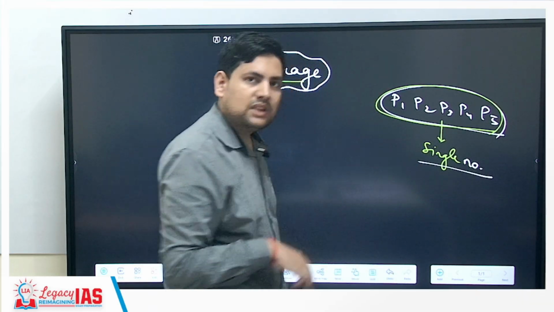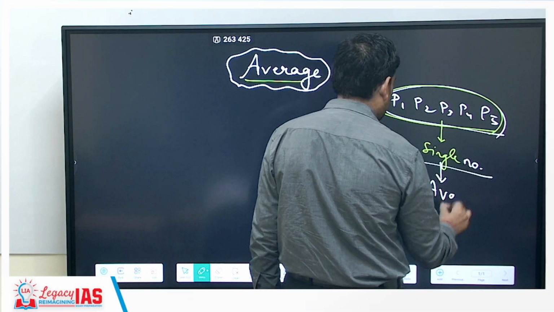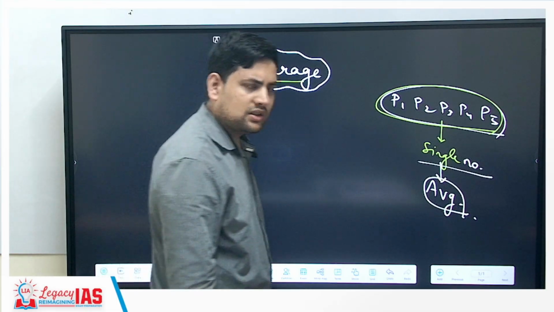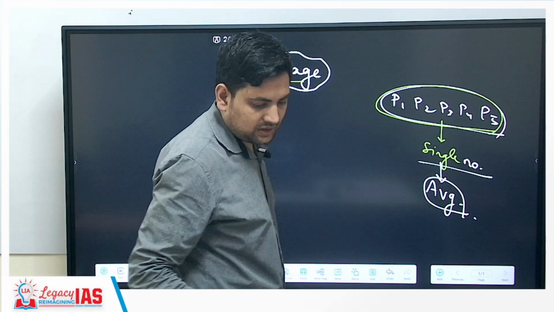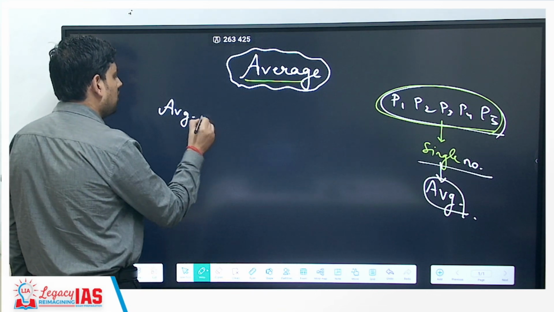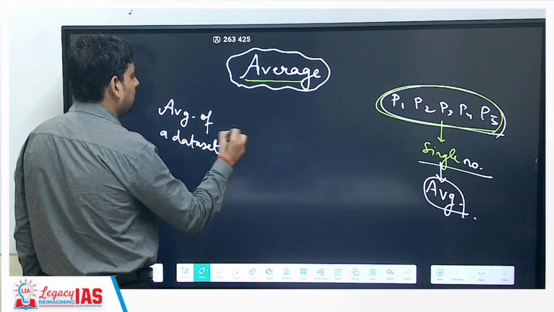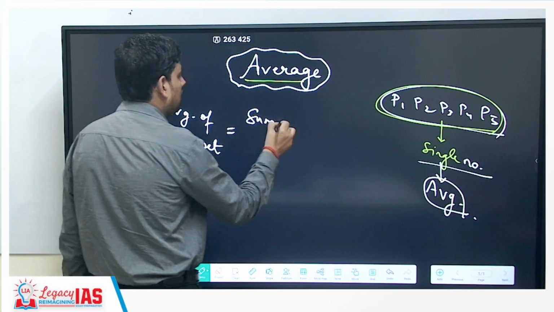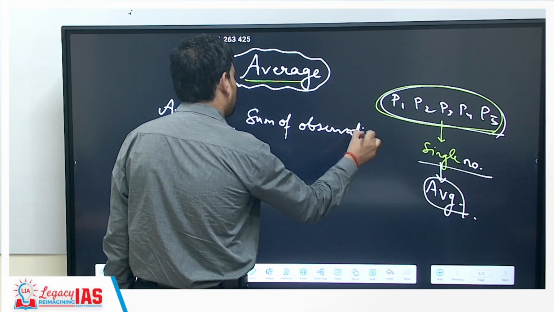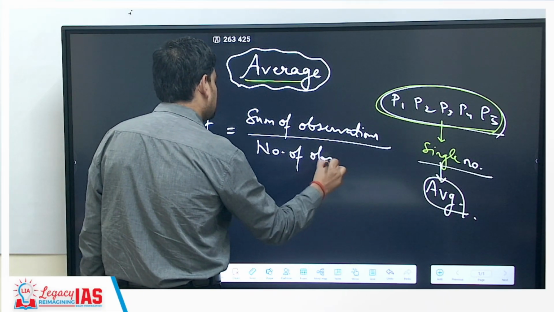When I have to do something like this, you get to something called average. Basic definitions most people know. What is average? Average of a data set is equal to the sum of observations upon the number of observations.